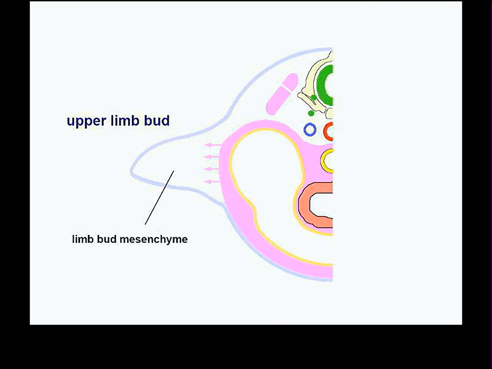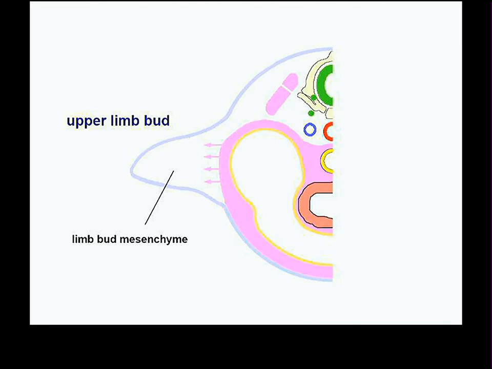At first, it is an outpocketing of the outer layer of the embryo that happens to be called ectoderm. And that outpocketing of the ectoderm gets filled with some cells which migrate from this thing I called lateral plate mesoderm into it to fill it up. And whenever you have a loose collection of mesodermal cells, the name for that is a mesenchyme. So this is called the limb bud mesenchyme.